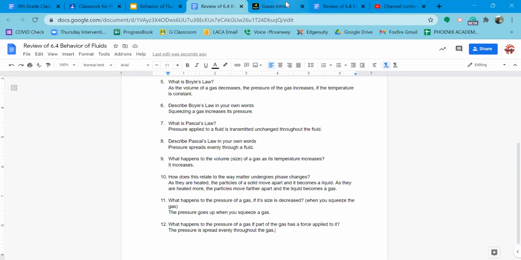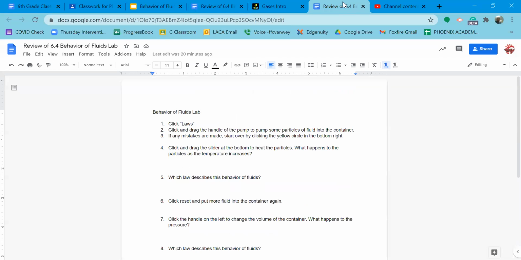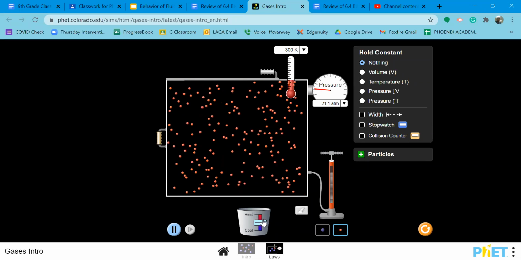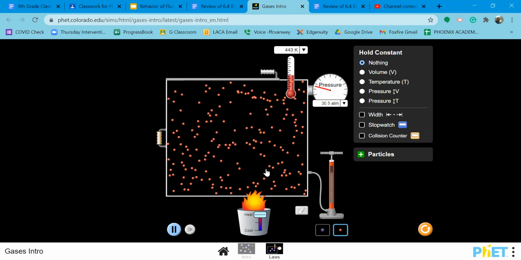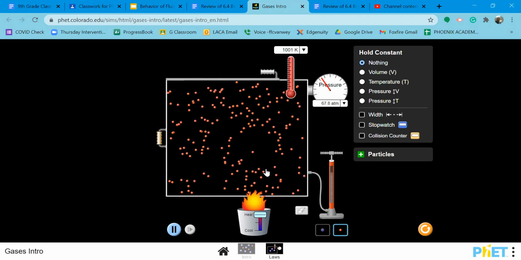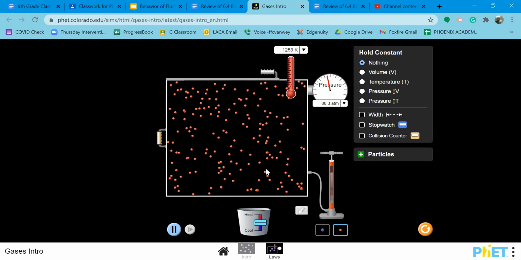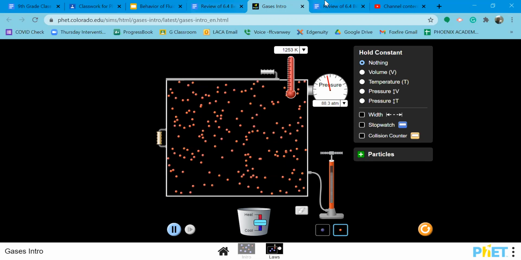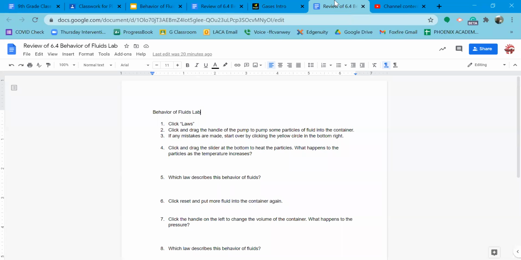I keep clicking the wrong document. Okay. Click and drag the handle of the pump. If any mistakes are made, we can start over by clicking the little doohickey. Drag the slider at the bottom to heat the particles. What happens to the particles as the temperature increases? Well, I think what we're seeing here is that these particles are speeding up. If you increase the temperature of a fluid, the particles speed up and they move faster.